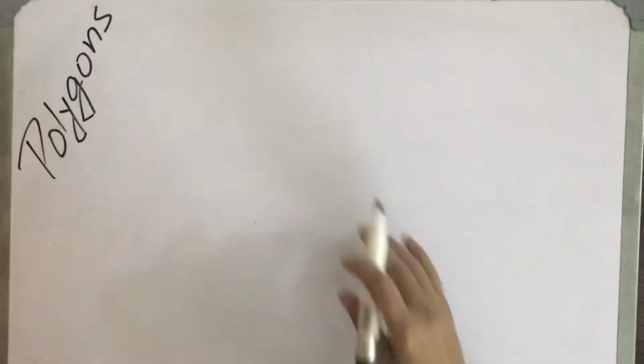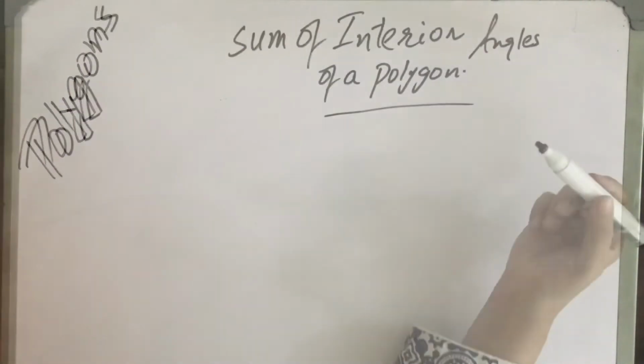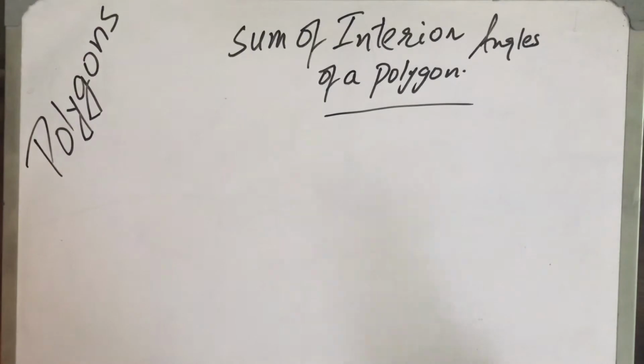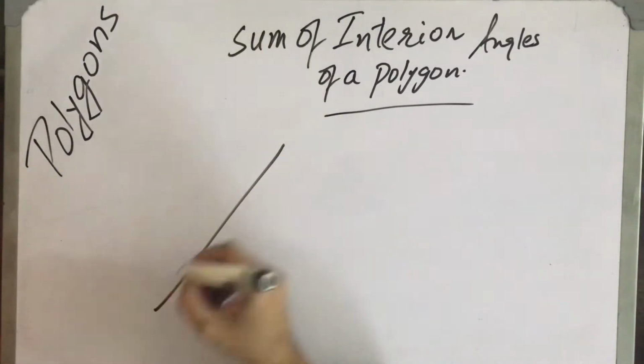Today we shall do convex polygons, those polygons which have their interior angles less than 180 degrees. So we shall do the property of interior angles as well as exterior angles of the convex polygons today. First we discuss the sum of interior angles of a convex polygon.